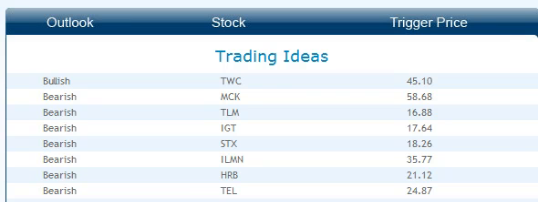Some stocks will move more than others. We just saw in part 1 that TWC was not moving much at all, just like the market. And yet we could take advantage of that with a strategy such as a bull put spread trade. If we move on, let's take a look at the next one on the list. This one is MCK, and it's actually showing a bearish trigger.